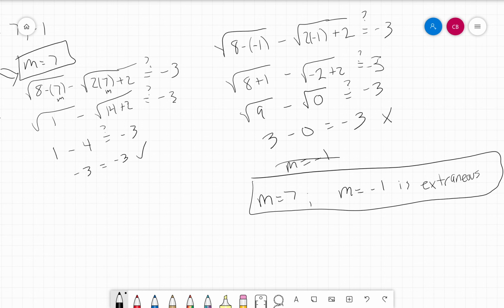And that is why we have to make sure we check to make sure that it works. Because if it doesn't work, if this equation is not satisfied with the value we plug in, it's called extraneous, and it's important that we know which ones are extraneous.